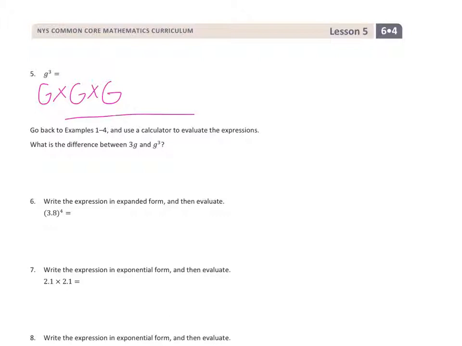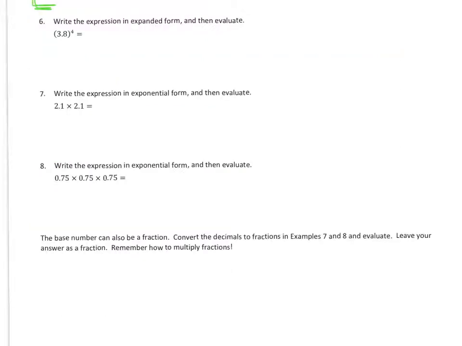All right, on your own, go back to examples 1 through 4 and use a calculator to come up with an answer for each of those. And then right here, I want you to write out to explain to me what's the difference between 3g and g to the 3rd. I'm going to be looking for your explanation right here when I look at your homework tomorrow. Make sure you have a good explanation in complete sentences, please. Go ahead and use a calculator and work with a partner or a small group to solve these 3. So go ahead and pause me while you're working on that. Did you pause me? Good.